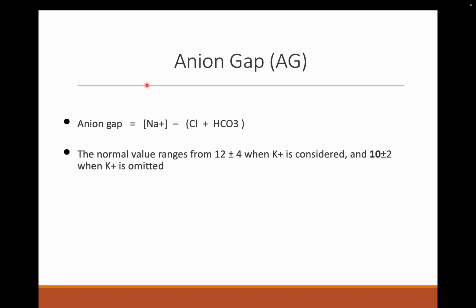In the case of HAGMA, this conservation is not there. There is impaired excretion of organic acids or H plus ions, so there is no conservation. Both bicarb and chloride may be decreased, or some organic acids are increased per se. So in them there is no compensation, and there is an increase in the anion gap.